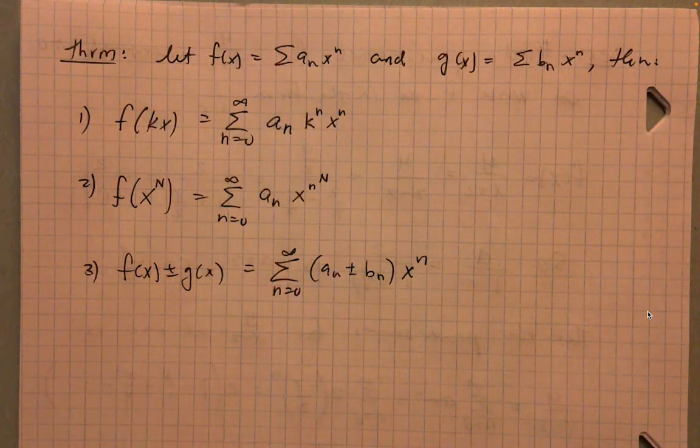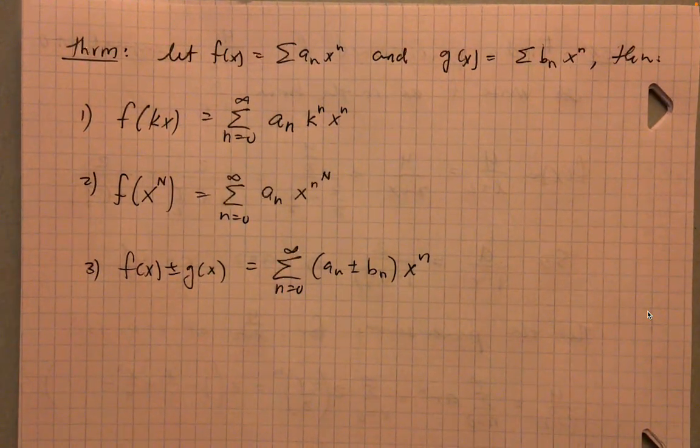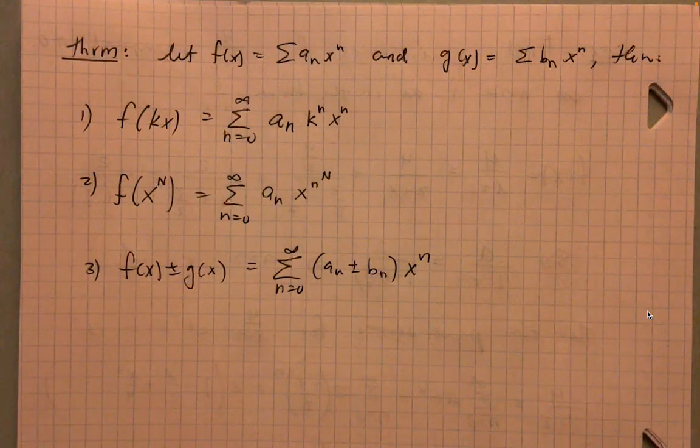Now, of course, this theorem has the power series centered at 0. You would maybe see different results if f was centered somewhere and g was centered elsewhere. So be careful of that. We'll maybe talk about that in a later session. Let's do an example.